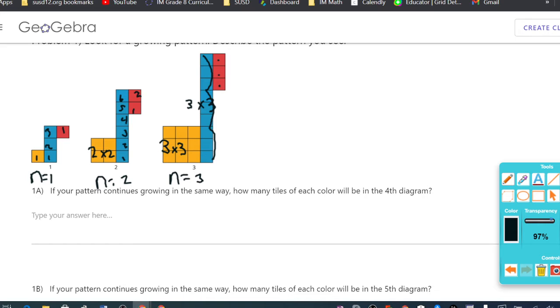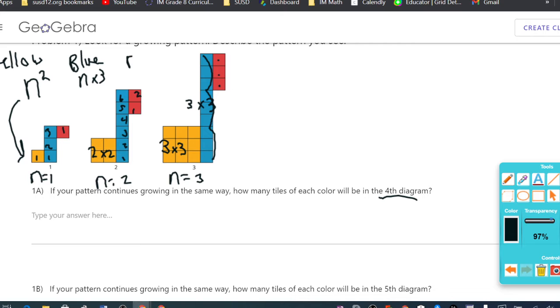Problem 1a. If your pattern continues growing in the same way, how many tiles of each color will be in the fourth diagram? Okay, let's just draw the fourth diagram. So if this is the yellow, let me write here. Yellow equals some number n times itself, n squared. And blue equals n times 3. If n equals 1, this is 1, 2, 3. So that's n times 3.